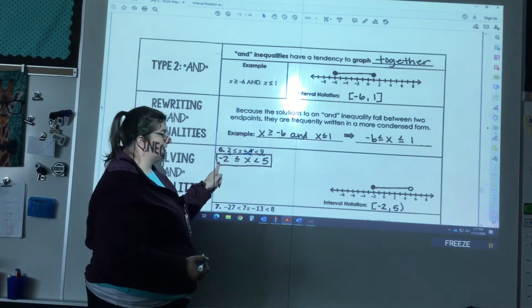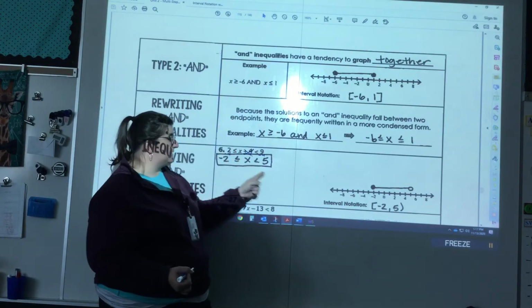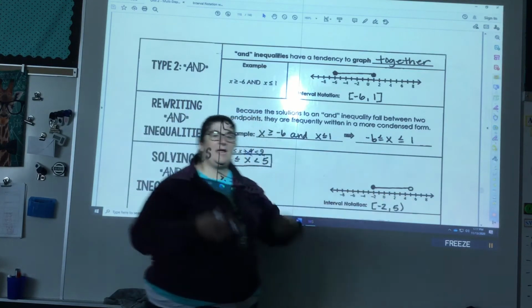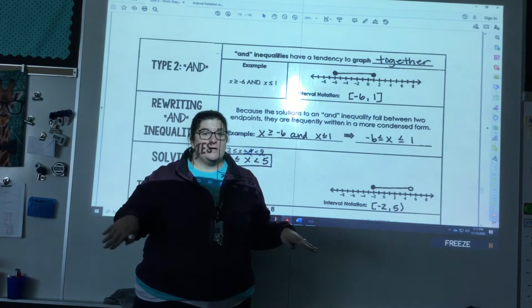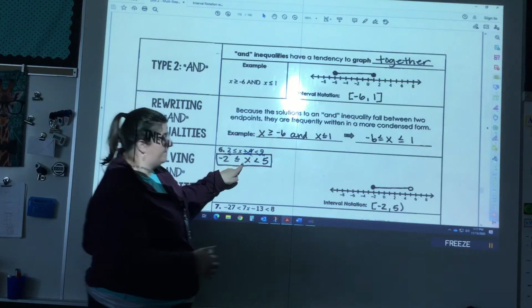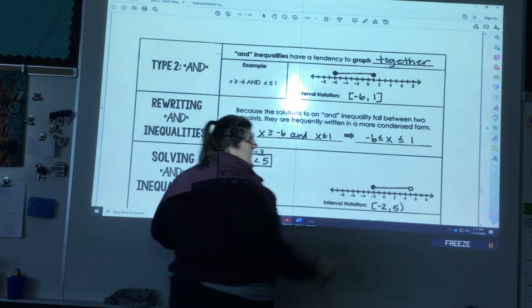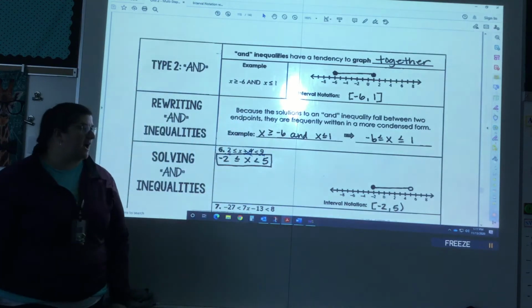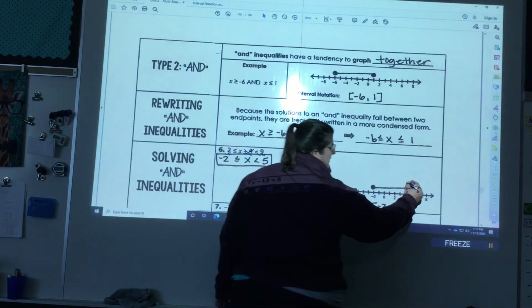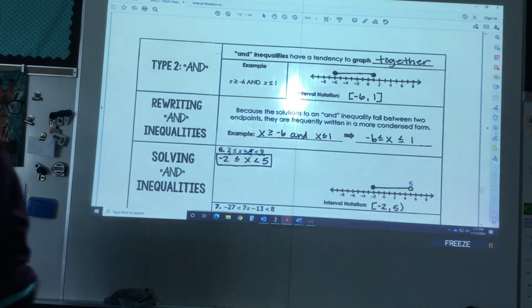So my 2 has a closed dot. My 5 has an open dot. And you shade in the middle, right here. So, interval notation: closed dot with a bracket, and an open dot at 5. We should always write the number if it's not given on the number line.